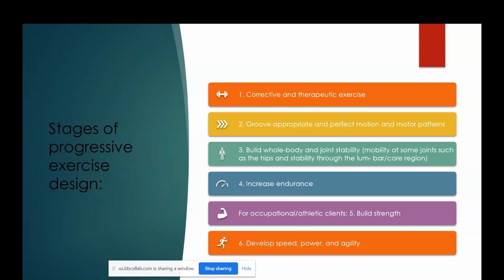The next step is build whole body and joint stability. So we've actually talked about this, building appropriate mobility at some joints and then stability at other joints. This is where we start to cross over between what a rehabilitation specialist and more of a strength coach or personal trainer might end up doing.